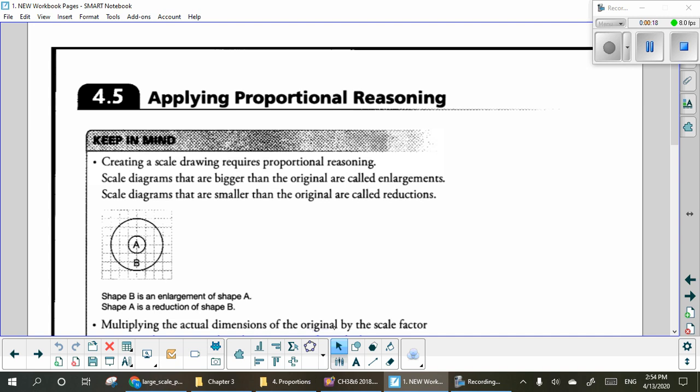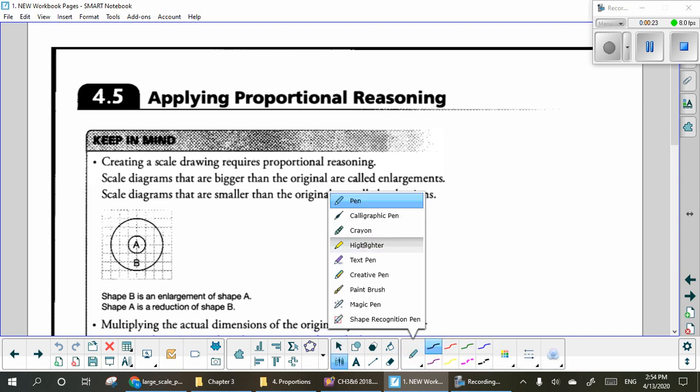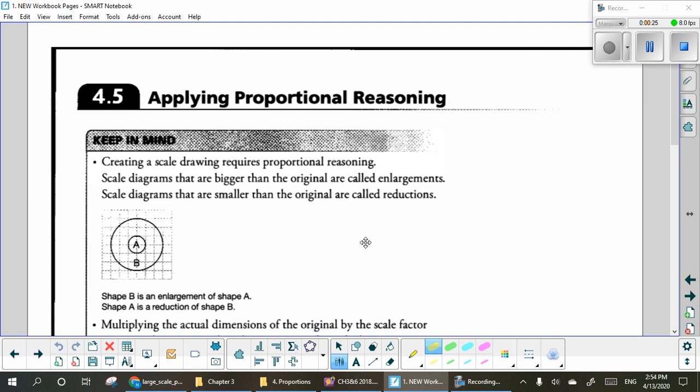You must have heard about scale if you took any kind of geography. So I was just highlighting this: when we have a scale drawing, it requires some kind of proportional reasoning. And when we're talking about scale, we're talking about representing something in real life either as an enlargement, a bigger image than what it is, or as a smaller image than what it is.